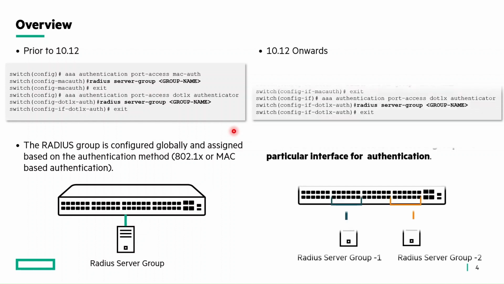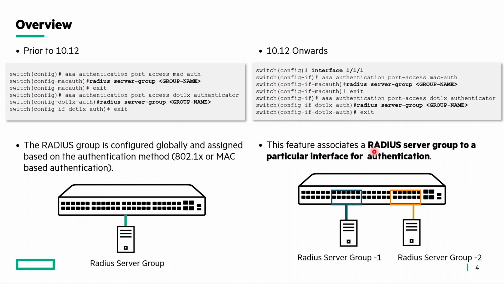With 10.12 onwards, we have the ability to configure the RADIUS server group assignment at the interface level. We have to visit the particular interface, and then for the particular authentication method, we can associate the required RADIUS server group. So this feature will help us do the RADIUS server group assignment per interface for authentication.